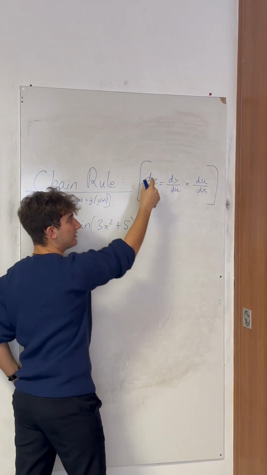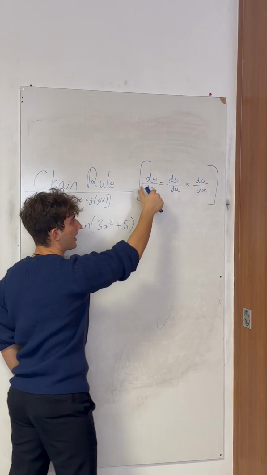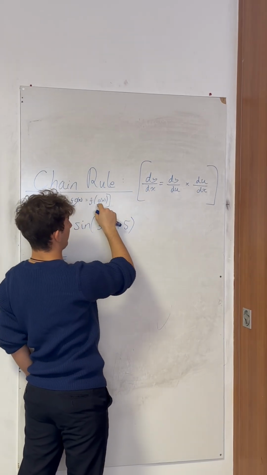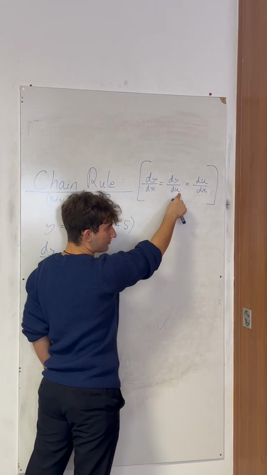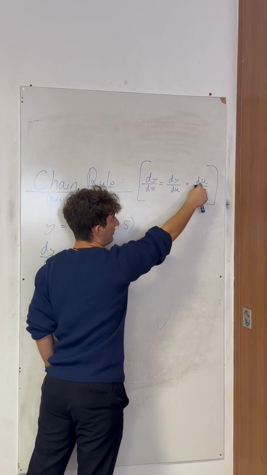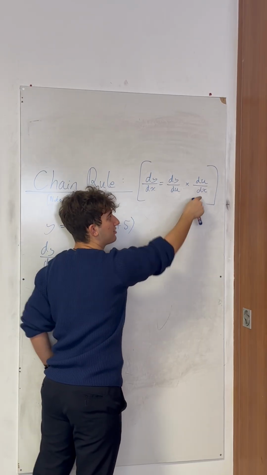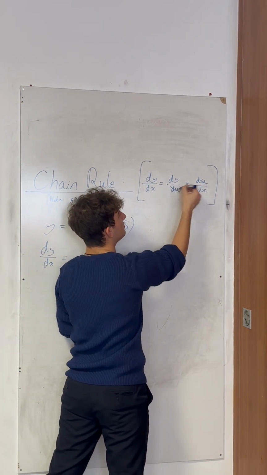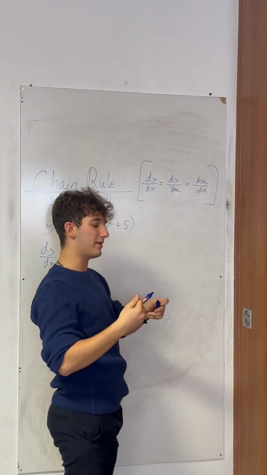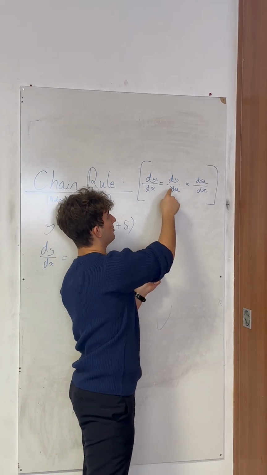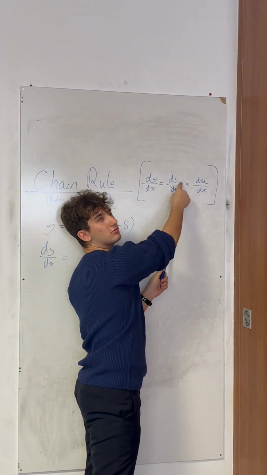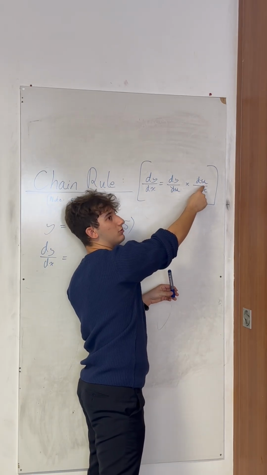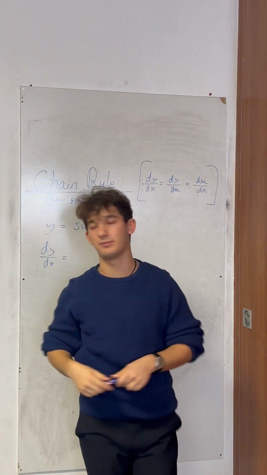I'm going to take dy dx, the derivative of y, by introducing a new function, u, which I call g, and multiplying it by the derivative of u with respect to x. You can kind of imagine it like I'm saying cancel out the du's. It doesn't technically work like that, but it's the best way I can explain it simply. So dy du, the derivative of y with respect to u, multiplied by the derivative of u with respect to x. And you'll see what I mean.